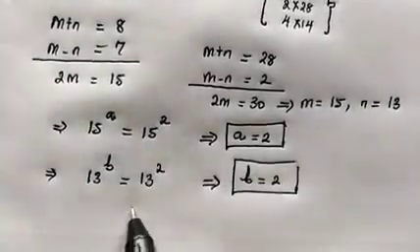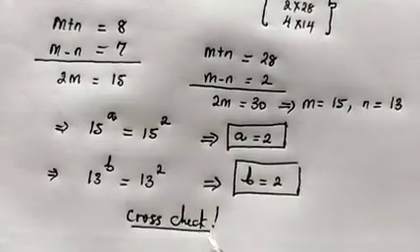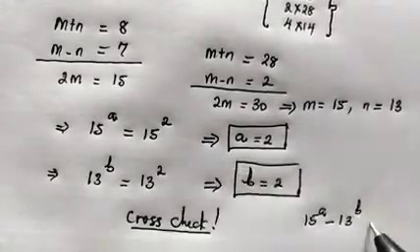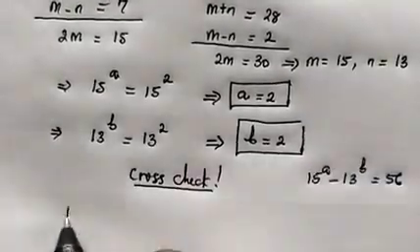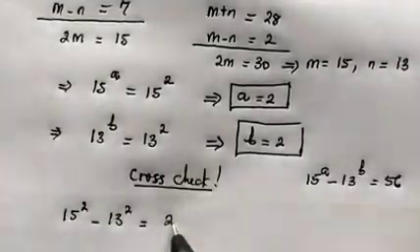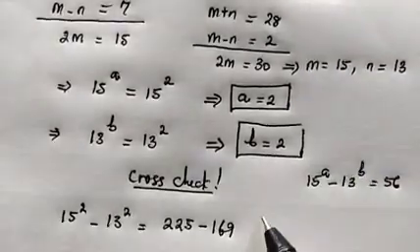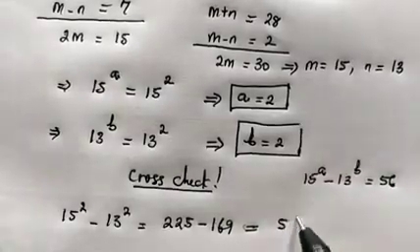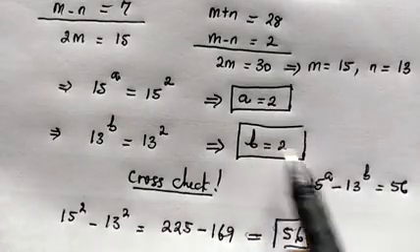Now let us cross-check if this satisfies the original equation. Remember, our equation is 15 to the power of a minus 13 to the power of b, and this will give us 56. When you substitute the values for a and b, we get 15 squared minus 13 squared. This is giving us 225 minus 169. So when you subtract this, this is obviously going to give us 56. So therefore, a is equal to 2 and b is equal to 2.